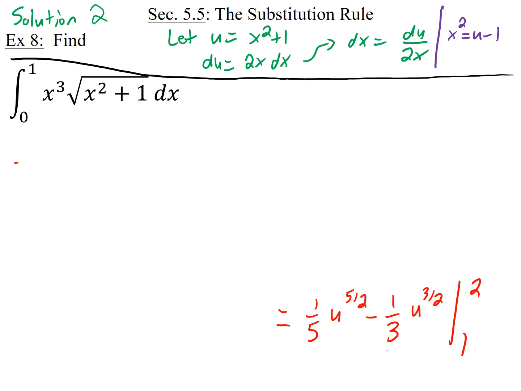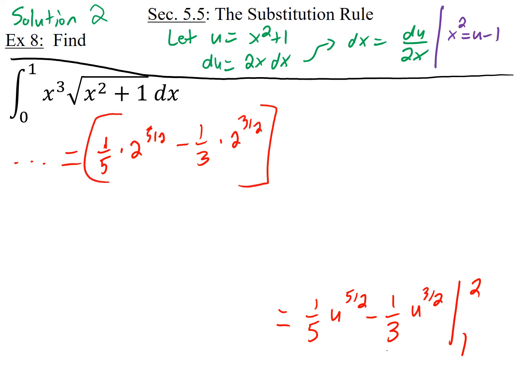Okay, so now we're going to plug in the 2 first, and then we'll plug in the 1. So you get 1/5, times 2 to the 5/2 minus 1/3 times 2 to the 3/2. That's what you get when you plug in 2. Then you got to plug in 1. You get 1/5 times 1 to the 5/2 minus 1/3 times 1 to the 3/2.